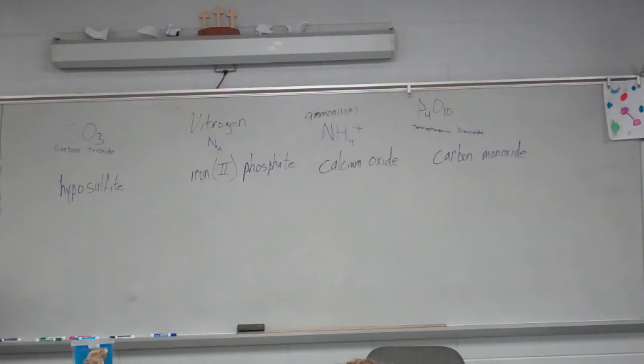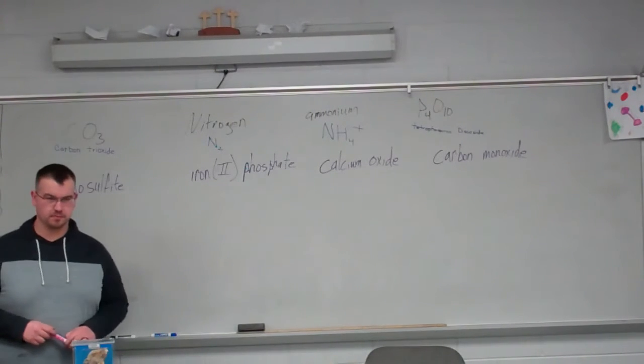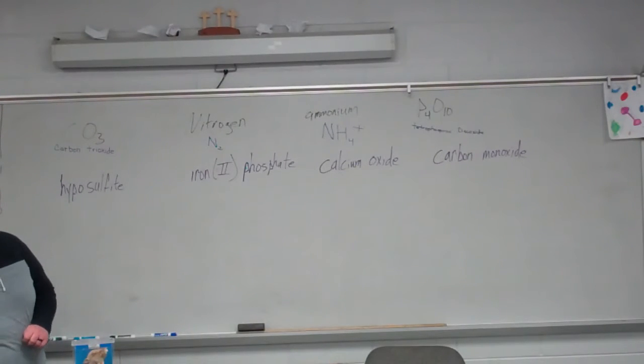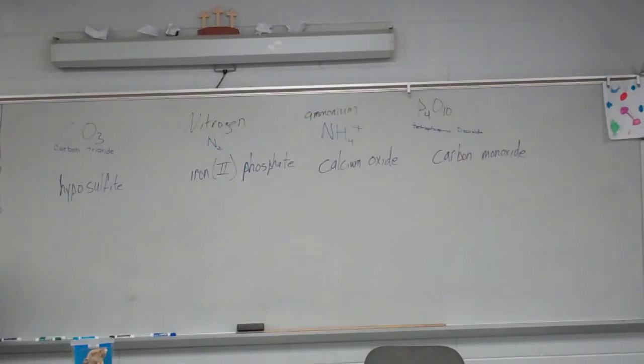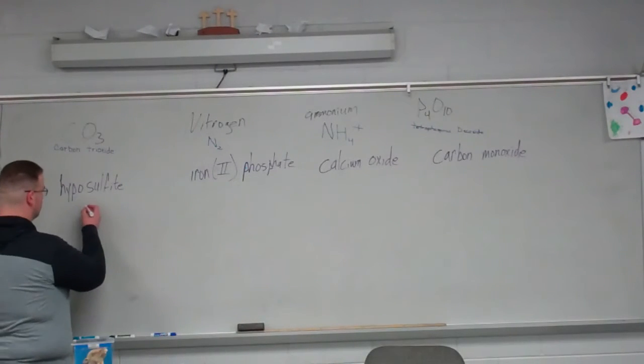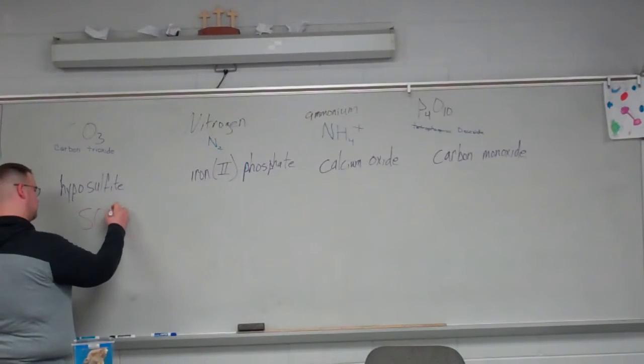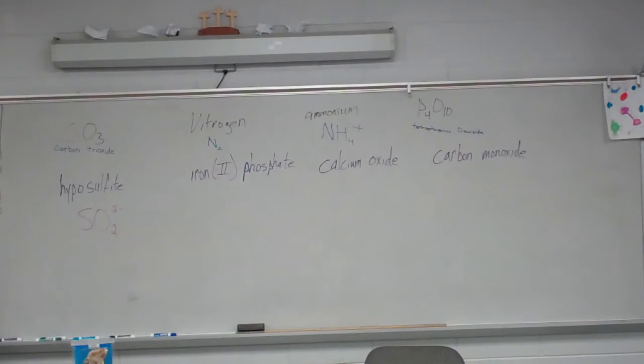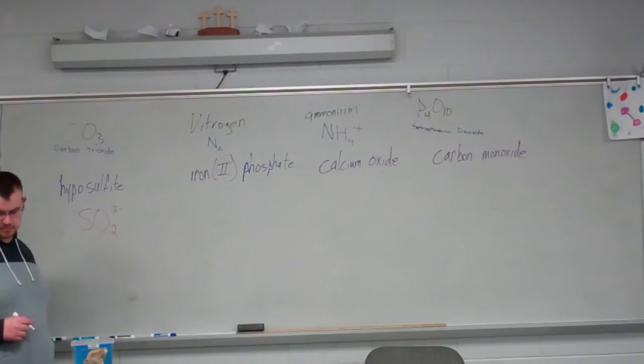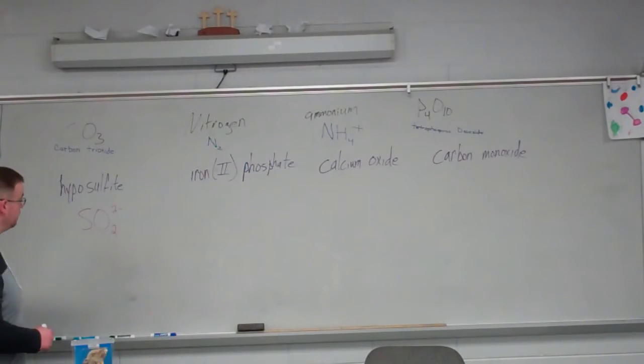Okay. Are we ready, people? Hyposulfite. SO2 2 minus. Hypo. It has 4 sulfate. Sulfate has 4 sulfides. How did we go? Okay, this is why we're doing this. How do we go with this?